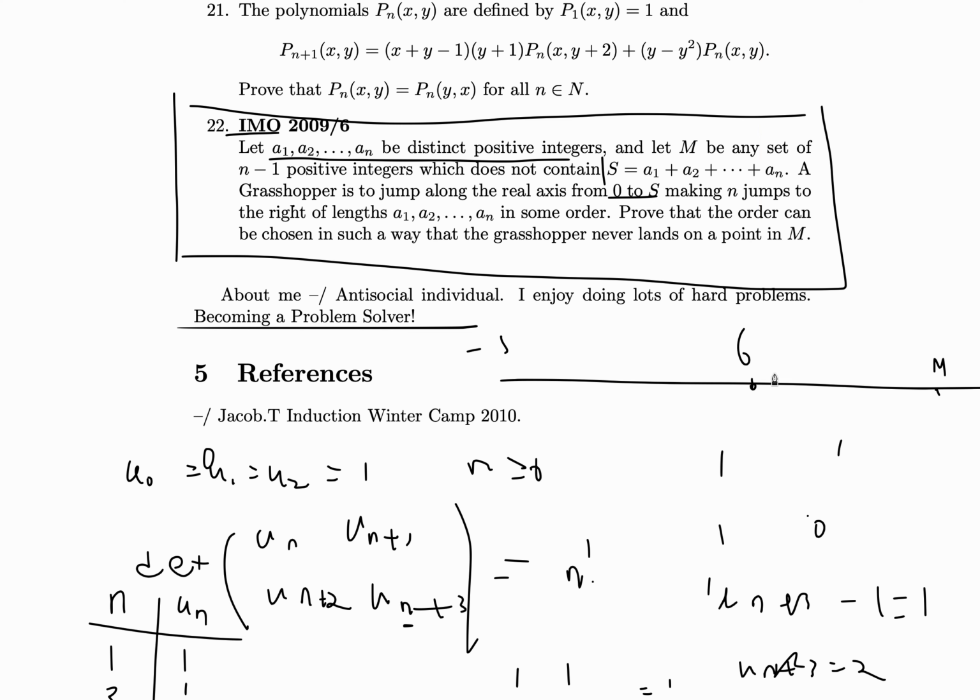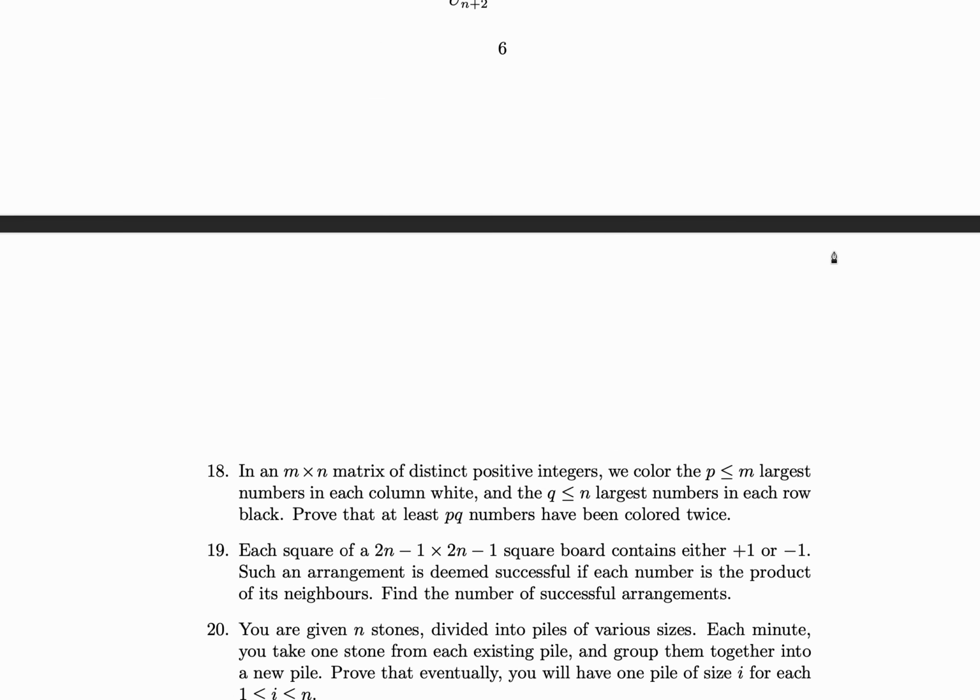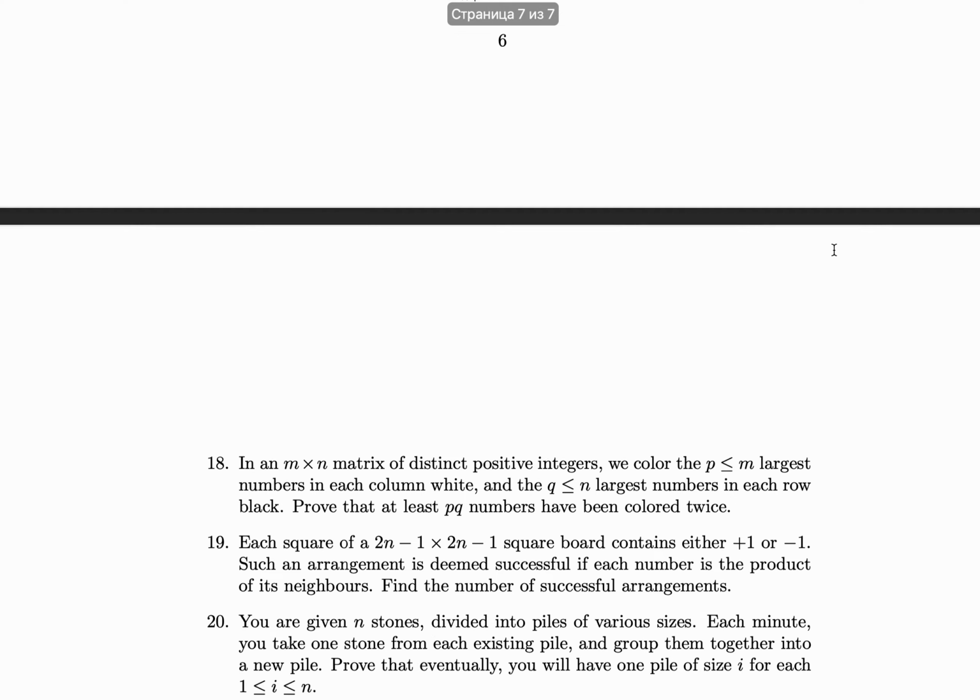We can prove the general case for the grasshopper jumping at some point ai, aj. I think understanding the problem is actually the hardest thing. Then it's going to be really easy once you simplify it. I'm going to leave it as an exercise.